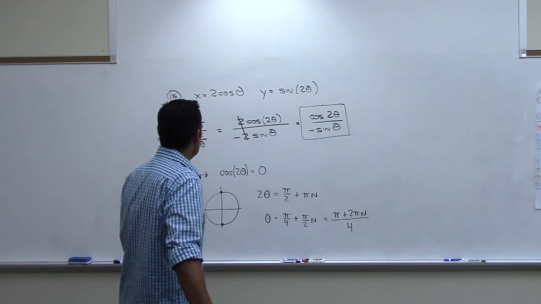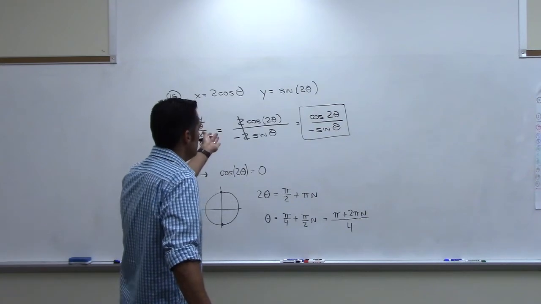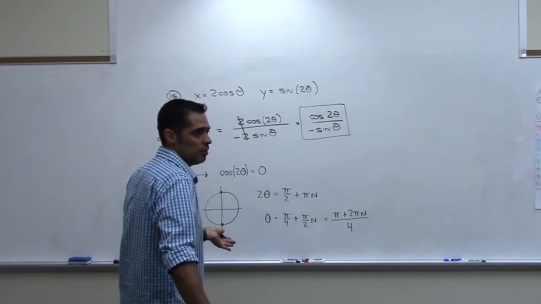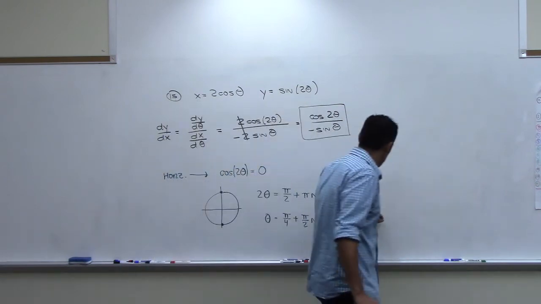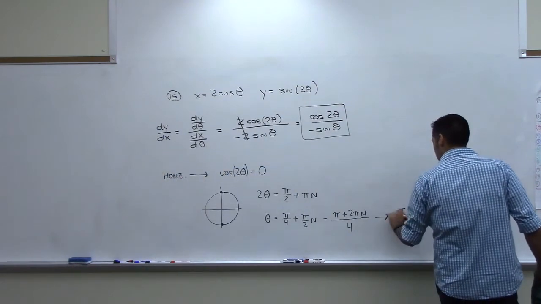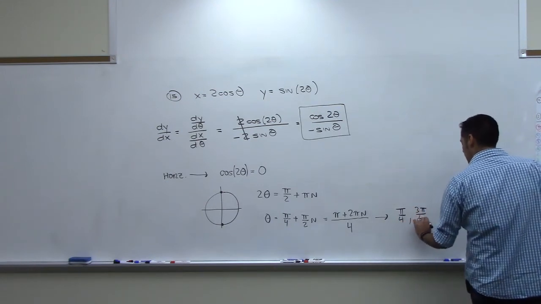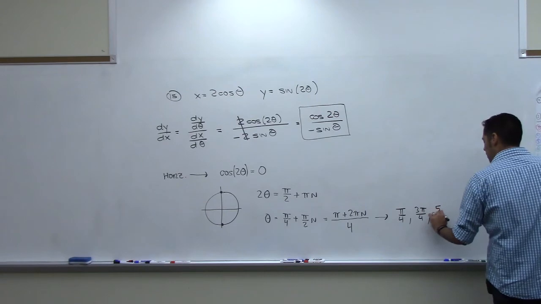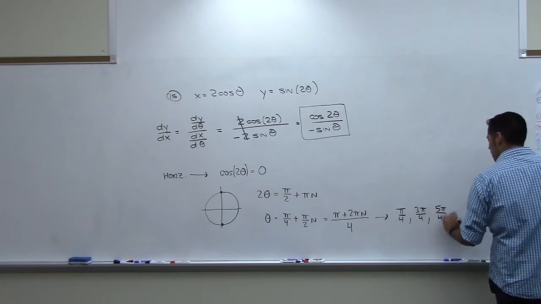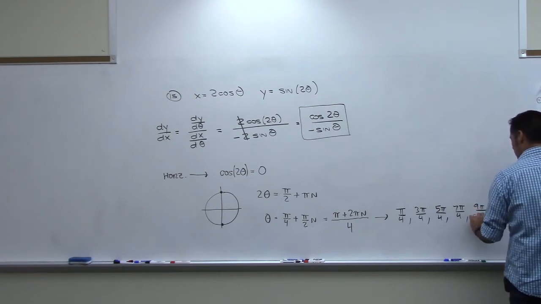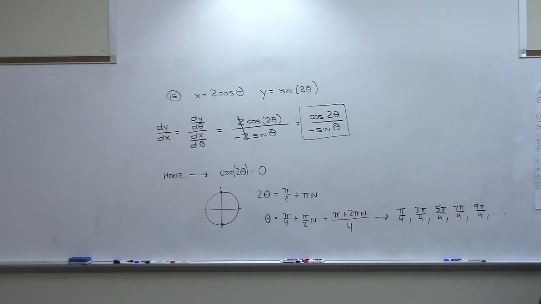Let's actually start plugging in values into this. Let's start with our first solution, which would be pi over 4, right? So I'll make my list. This is pi over 4. Then we have 3 pi over 4. Next one's 5 pi over 4. Understand? 7 pi over 4. 9 pi over 4. Dot, dot, dot. It's just all the odd pi over 4s.